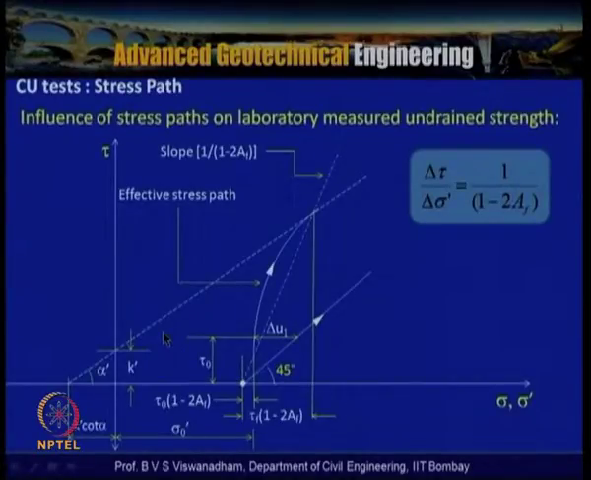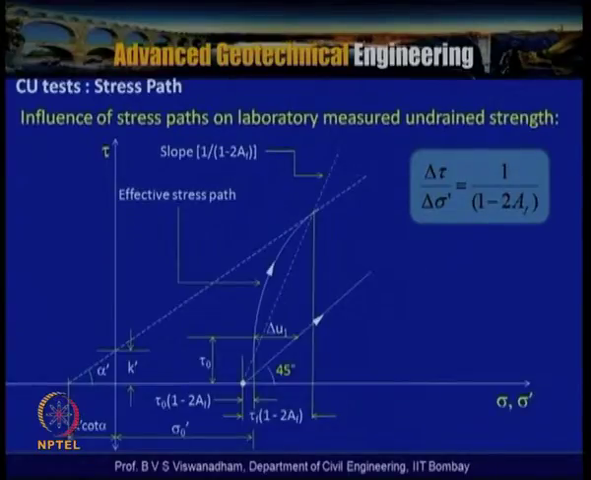So the influence of the stress paths on the laboratory measured undrained strengths can be given by this particular tau sigma dash plot. This line is the KF line, the failure line, and this intercept is K dash, or a according to our notation, with alpha dash or psi, and K dash cot alpha is this ordinate. So we can get delta tau by delta sigma dash as the slope of this line. The slope of this effective stress path is 1 by 1 minus 2 AF, where AF is Skempton's pore pressure parameter at failure. So delta tau by delta sigma dash is equal to 1 by 1 minus 2 AF.